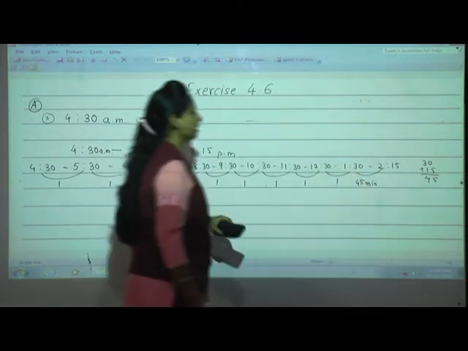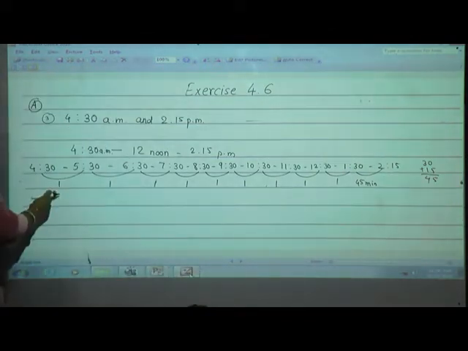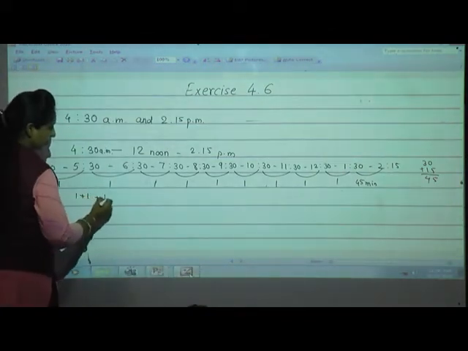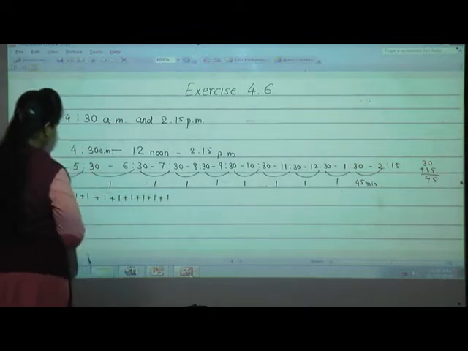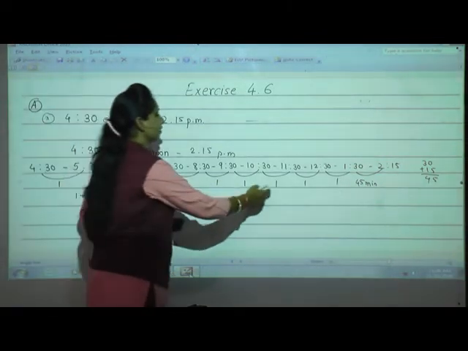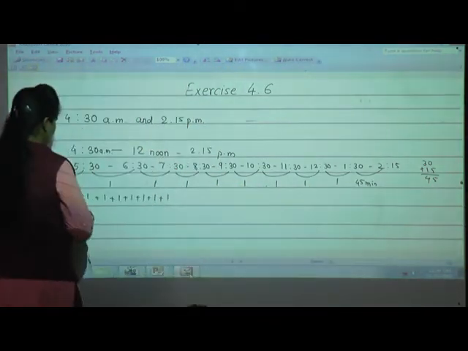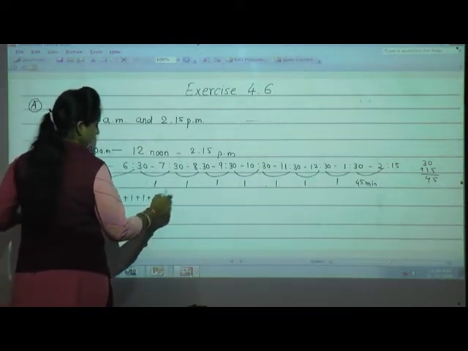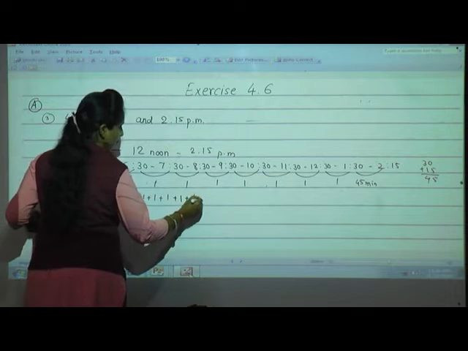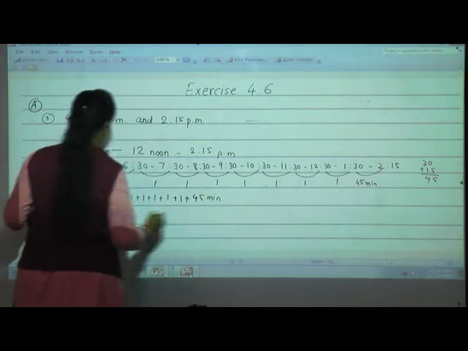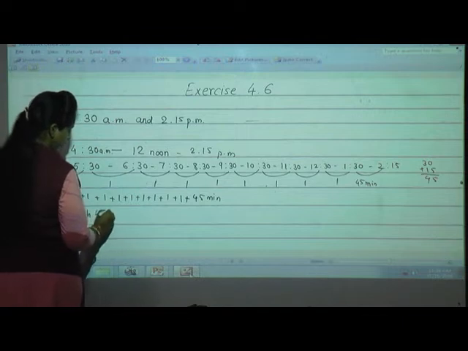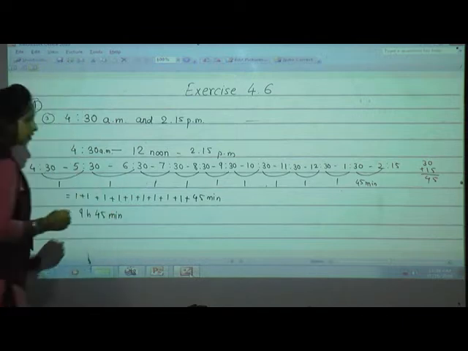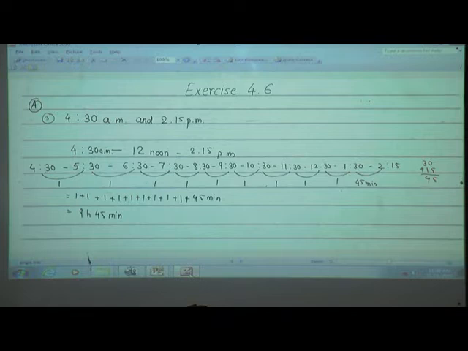minutes. So we will add all: 1 plus 1 plus 1 plus 1 plus 1 plus 1 plus 1 plus 1 plus 1, that is 1 2 3 4 5 6 7 8 9, plus 45 minutes. So what is the answer here? 9 hours 45 minutes. Clear? Yes? Is that clear?